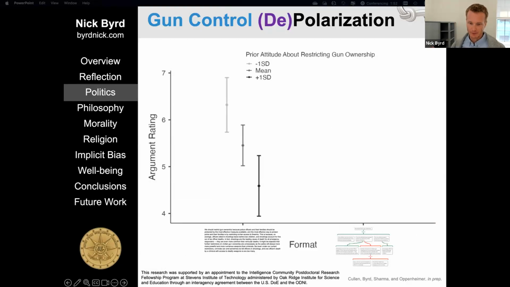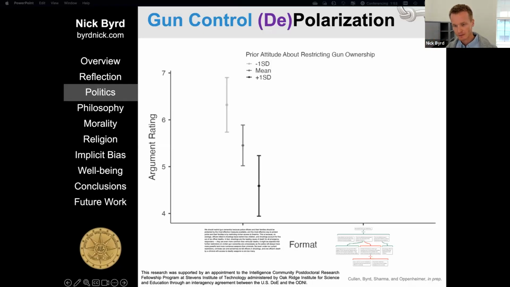So why else do I like argument maps? Well, in our research funded by the intelligence community, my colleagues and I have found evidence suggesting that we can depolarize people's views of arguments for controversial policies like restricting gun ownership in the United States. So what we did is we gave people an argument for restricting gun ownership here. And in one condition, people received just a standard paragraph form of the argument, and people randomized to this other condition got a verbatim copy of the text, but it was mapped out, right?